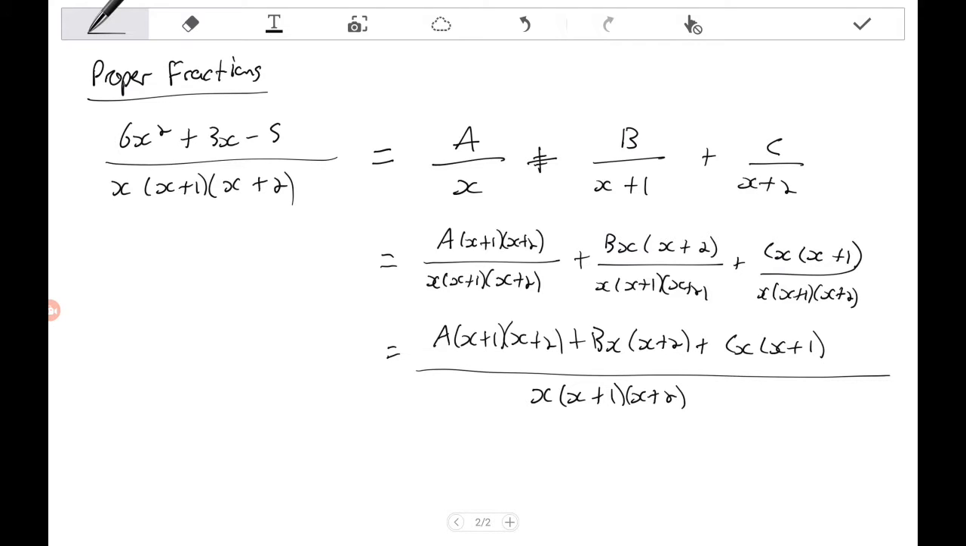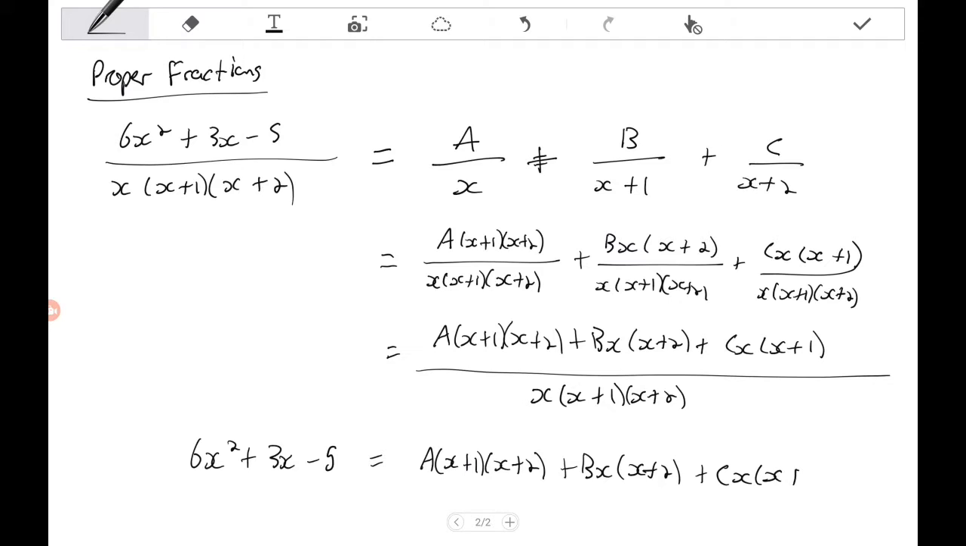And now we can write this statement. We've got the same denominator on the right hand side as we do on the left hand side. So we can say that the numerators must be equal to each other. So we can write that 6x squared add 3x minus 5 is equal to a(x plus 1)(x plus 2), add bx(x plus 2), add cx(x plus 1).